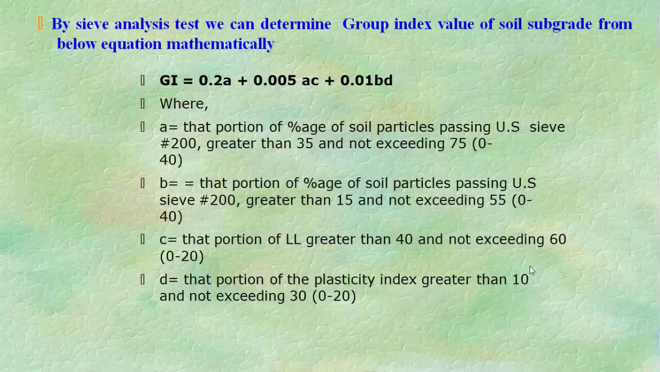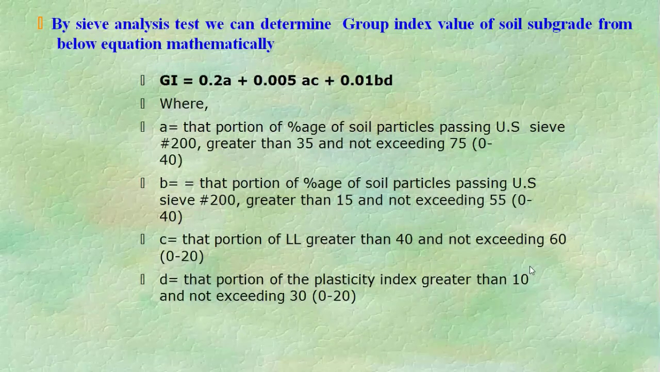Next is B. B is that portion of material passing the 0.074 mm sieve greater than 15 and not exceeding 75%. It is expressed as a whole number from 0 to 40, so in this case also not more than 40. C is the value of liquid limit in excess of 40 and not more than 60. It is expressed as a whole number from 0 to 20.